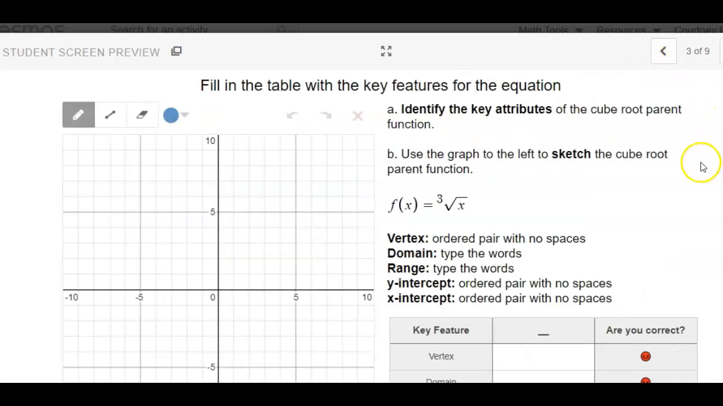The next problem asks me to fill in the table with the key features for the equation. This time I need to identify the key attributes of the cube root parent function and use the graph to the left to sketch the cube root parent function. So I have f of x equals the cube root of x. Again, instead of doing my key features first, I'm going to graph first. So I'm going to change my color. Maybe I don't want that dot there.